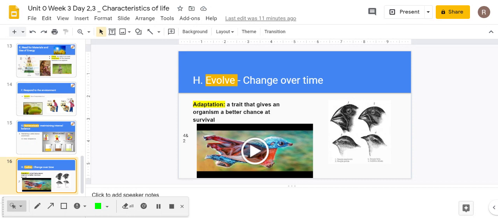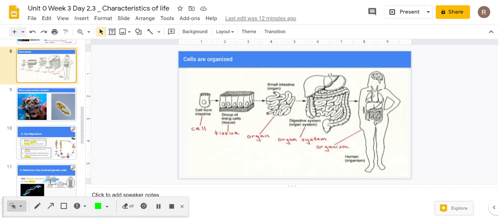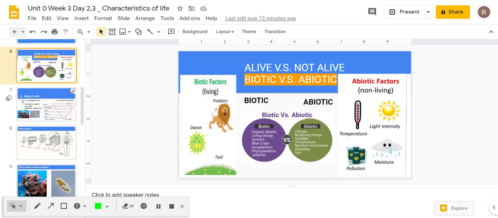Okay, so in class, we'll be doing an activity to see if you can apply all of these to different objects to see if something is biotic or abiotic.